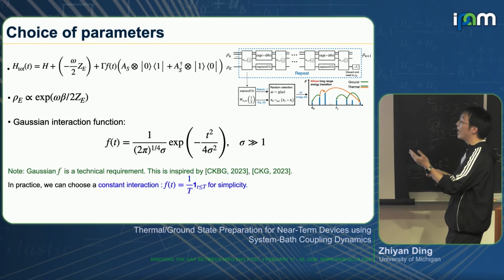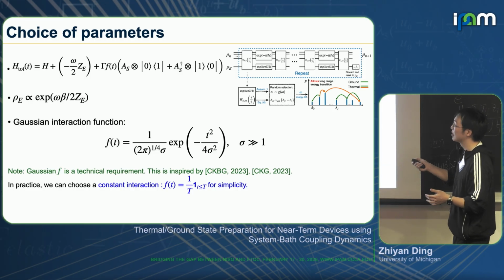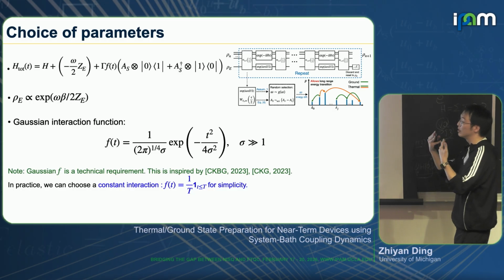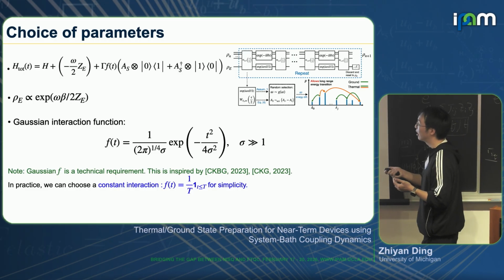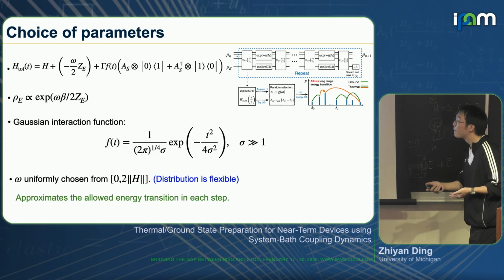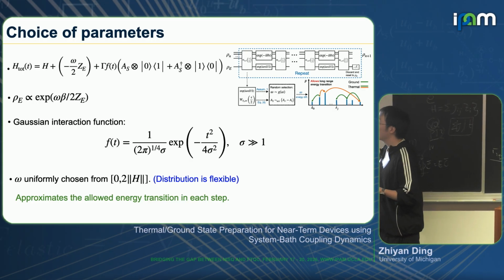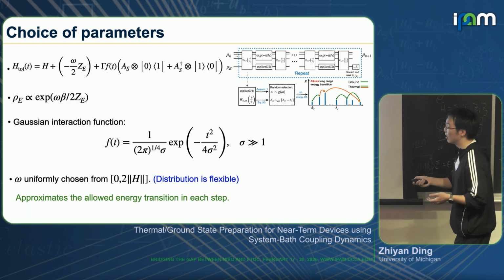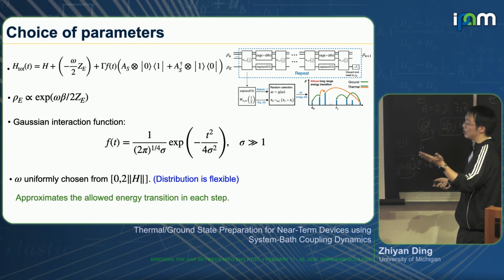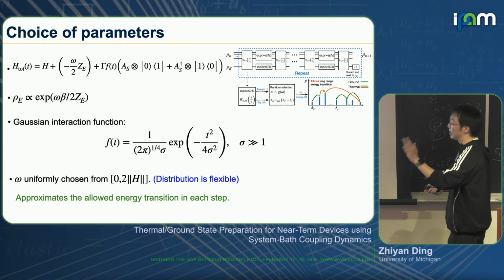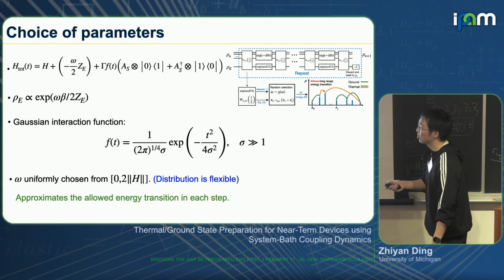Here, when I choose Gaussian interaction functions, I need to choose sigma to be a large number, so that my fixed point can be correct. I will introduce how large sigma needs to be later. In my algorithms, I also have the parameter omega, and in practice, we will also choose omega randomly. For example, you can choose omega uniformly from 0 to 2 times the norm of H, and this distribution is also flexible.